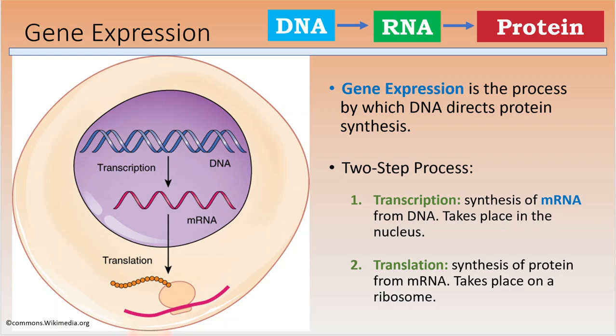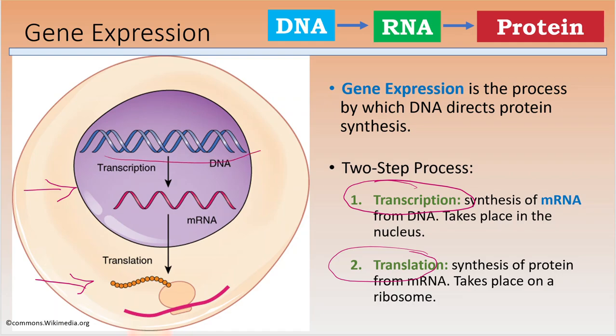So gene expression, getting from DNA to protein, is a 2-step process. The first step is going to be something called transcription, and this takes place in the nucleus, as you can see in this image here. The next step is translation, which takes place on a ribosome, and that ribosome can either be free-flowing in the cytoplasm or it can be attached to the rough endoplasmic reticulum.